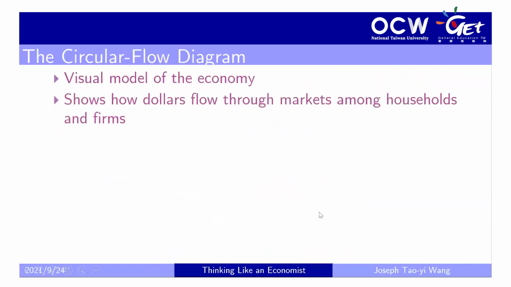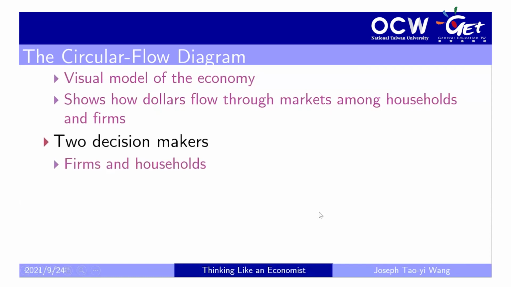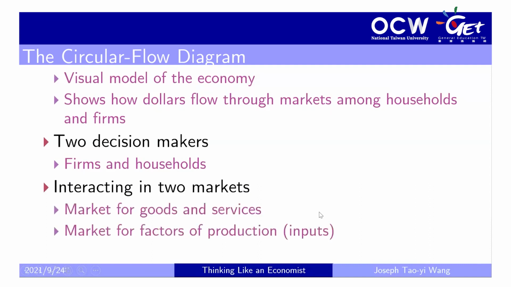Okay, so let's go back to the textbook. The first model we'll see is the circular flow diagram. This is a visual model of the economy and shows how money flows through the markets among households and firms. So we have two decision makers, the firm and the household, or firms and households, and they interact in two markets: markets for goods and services, and markets for factors of production, or inputs.